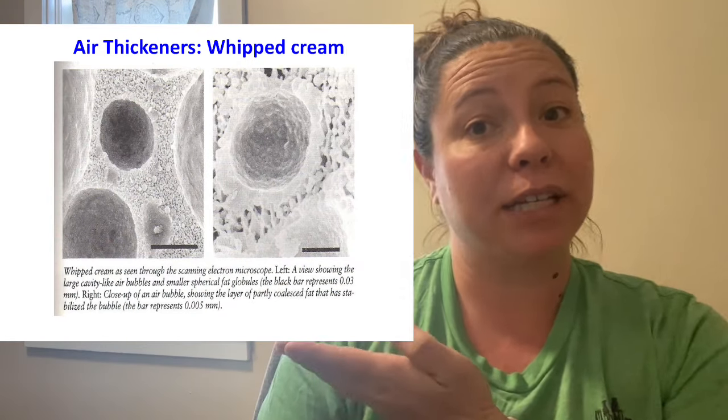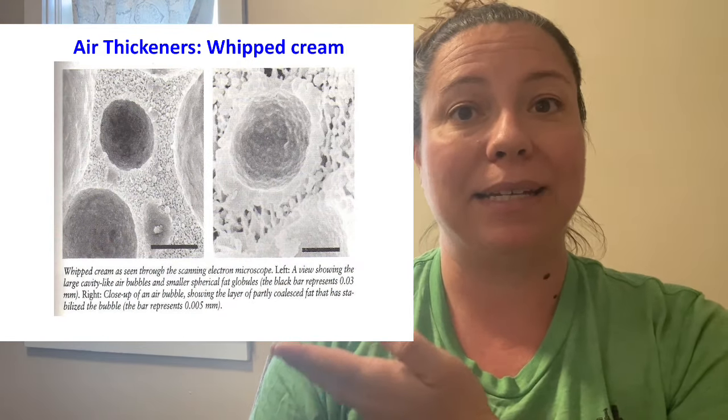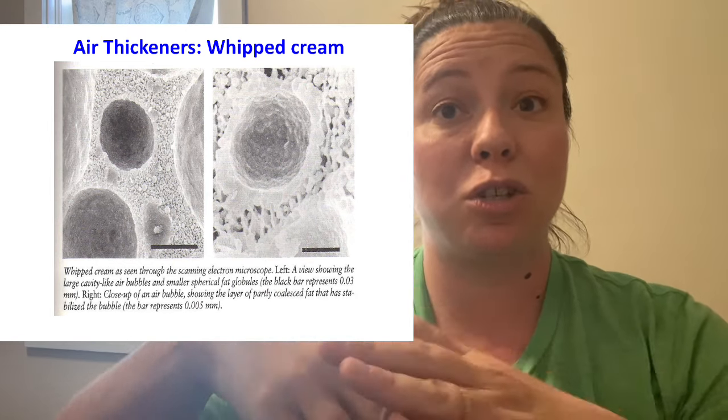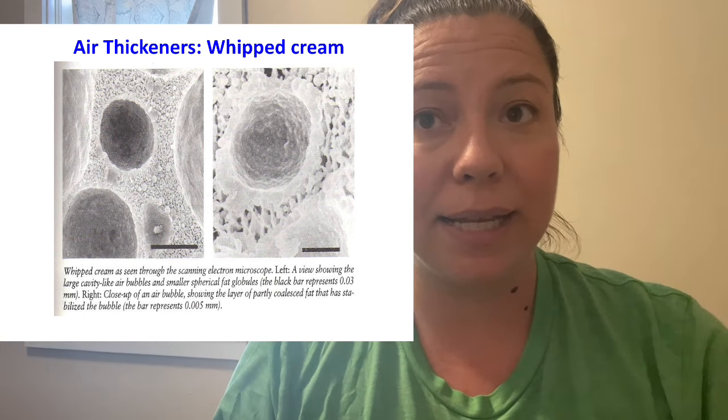And I love seeing this image right here under the electron microscope. We can see how the fat globules fully resolubilize to hold those air pockets and provide a very stable substance, whipped cream, over time.